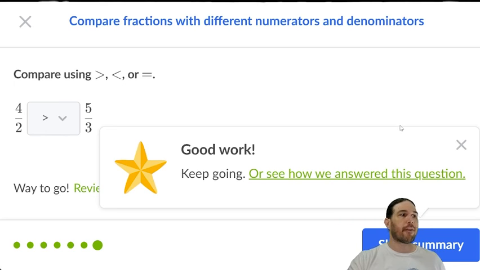And that is compare fractions with different numerators and denominators. I'm proud of us. Let's move on.